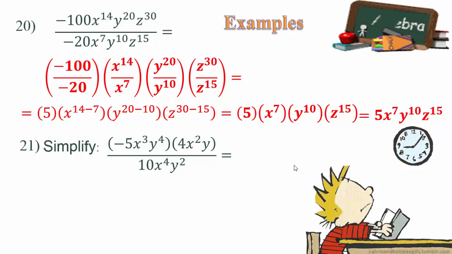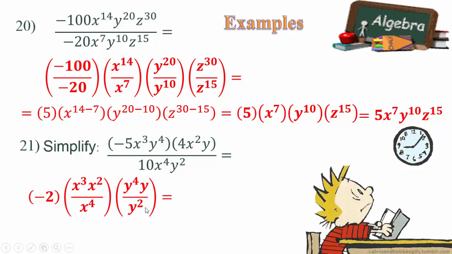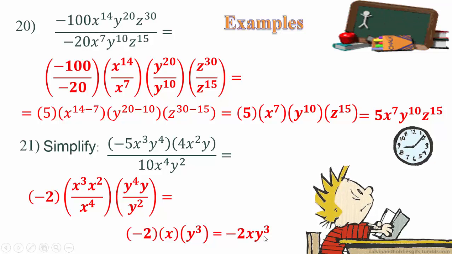In reviewing what we just did on the whiteboard, we see that we get, putting together all the coefficients, -2, and then we put the x's in the next bracket, the y's in the y bracket, and work each one of these out separately till we finally get -2xy cubed.